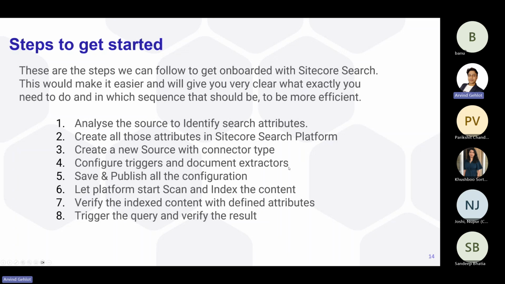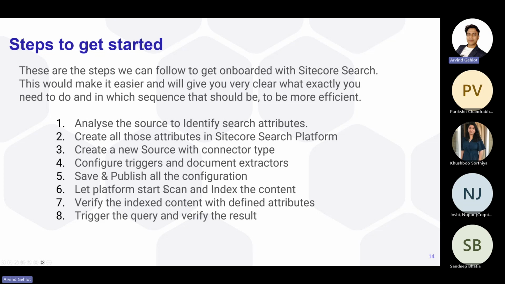Then we need to save and publish the configuration, and then let the platform start scanning and indexing the content. This is what we need to do. After publishing, the platform should automatically start the crawling process, pulling the content from the public facing site to Sitecore search. Then we can verify the indexed content with the defined attributes, and then we can test by triggering a query and verifying the result. So these are the basic steps that we need to follow while working with the Sitecore search platform.